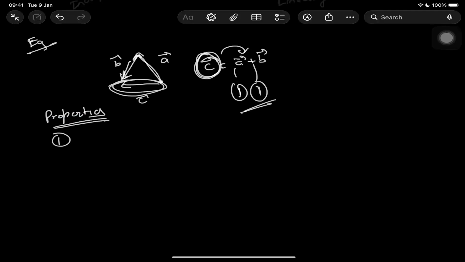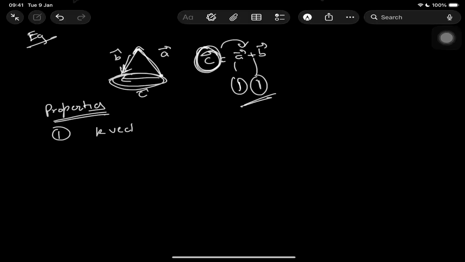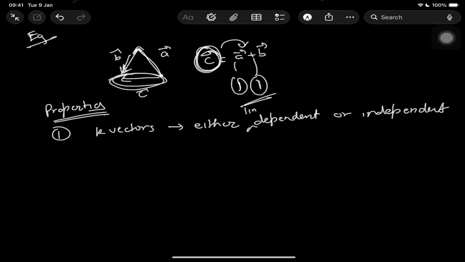If I talk about the properties, the first property is that k vectors are either linearly dependent or linearly independent.